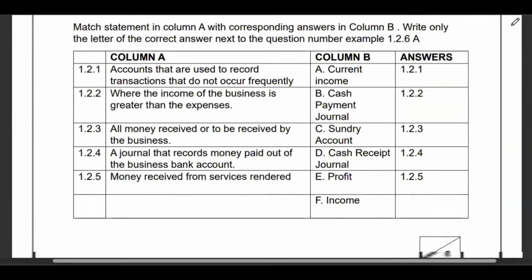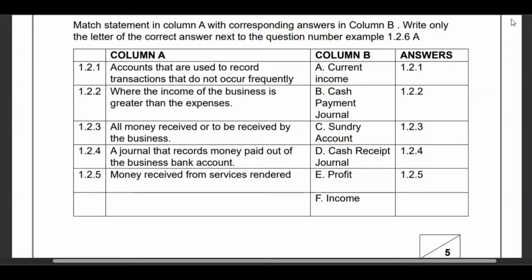And then 1.2, we're matching the following. So match statements in column A with the corresponding answers in B. Write only the letter of the correct answer next to the question number, just as shown. Okay, 1.2.1. Accounts that are used to record transactions that do not occur frequently. Okay, what do we call those accounts? So that falls under what we call the sundry accounts. Okay, so C will be the best option there. And then 1.2.2, where the income of the business is greater than the expenses. So that's what we call a profit, okay, which is option E.